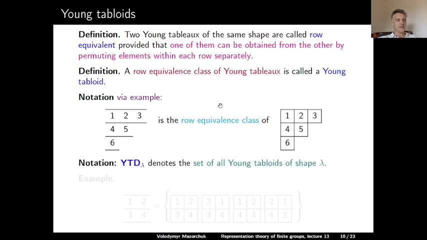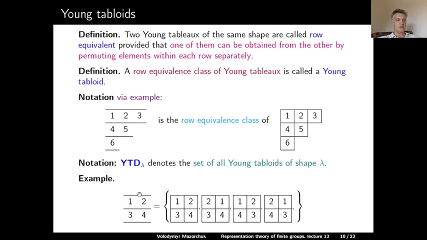So we delete the vertical lines in the notation for the Young tableau, in order to signify that now you can permute elements within each row separately. Let us denote by YTD sub lambda the set of all Young tabloids of shape lambda. So for example, the Young tabloid for 1 2 / 3 4 consists of the following 4 Young tableaux. We have 1 2 / 3 4, 2 1 / 3 4, 1 2 / 4 3, and 2 1 / 4 3. So this is a Young tabloid. It's just a set of Young tableaux which are row equivalent.